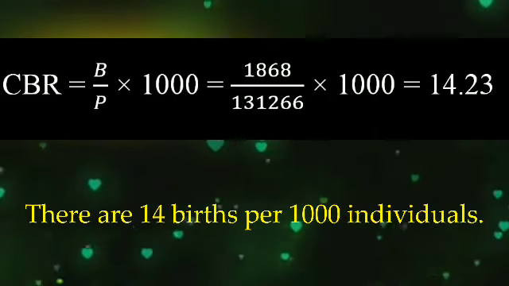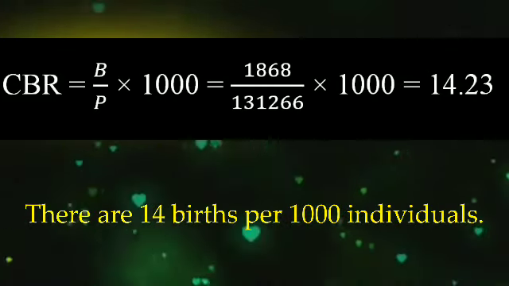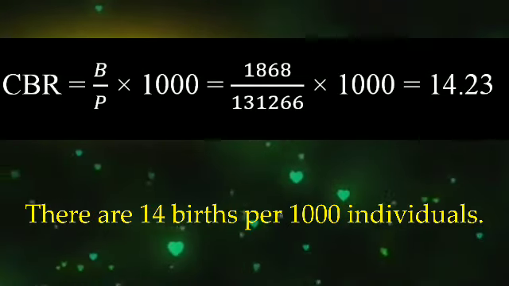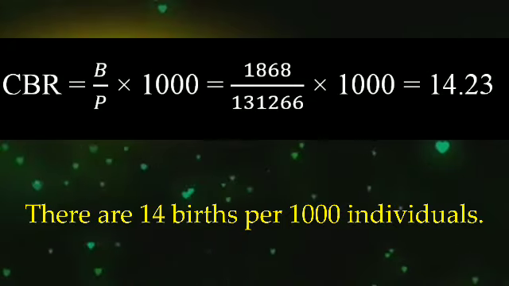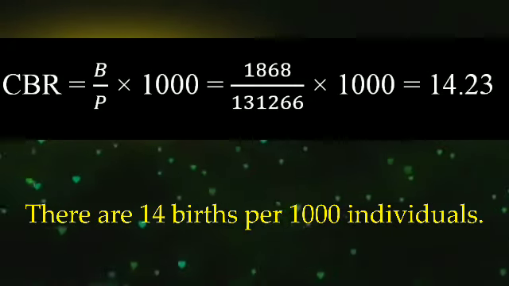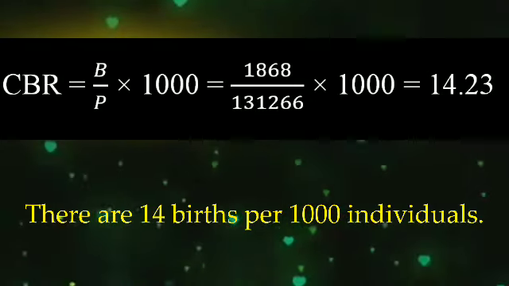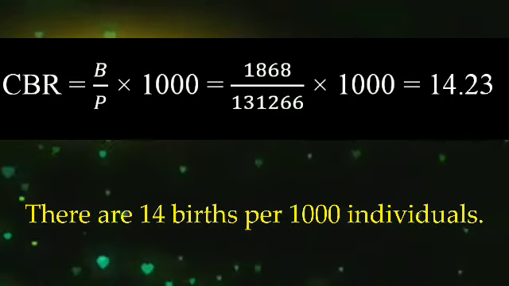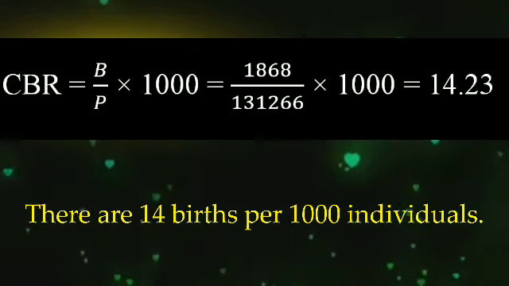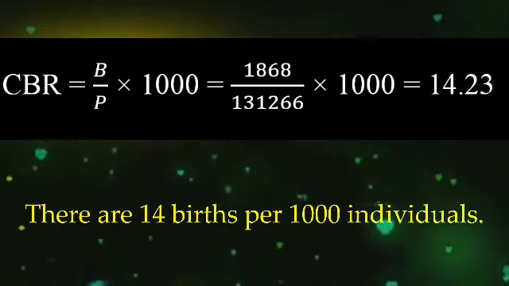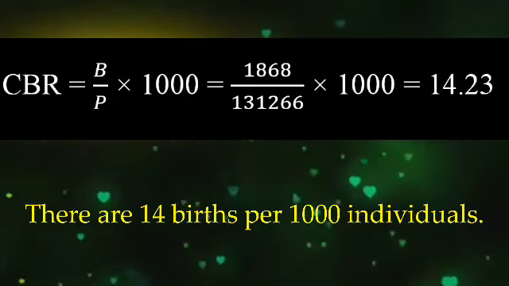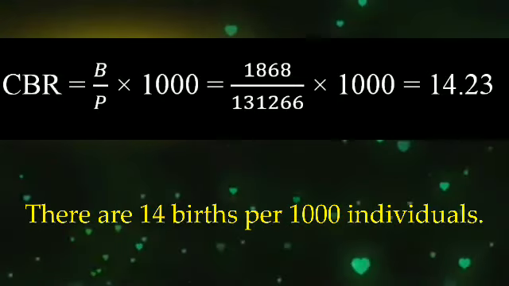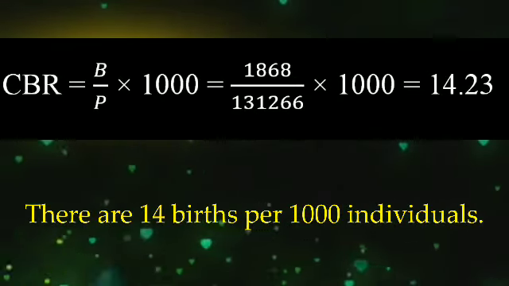and female population. The total of male population is 67,206. The total of female population is 64,060. So add those two values and consider that value in the denominator and multiply it by 1000, which is equal to 14.23. Therefore, there are 14 births per 1000 individuals.